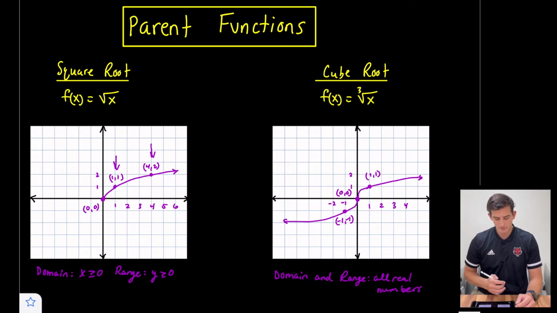So when we're talking about square root, our domain, our x values, are just greater than or equal to 0. Our graph's going to go to the right. And our range is also greater than or equal to 0. So we're going to go up. We're going to be basically just in quadrant 1.